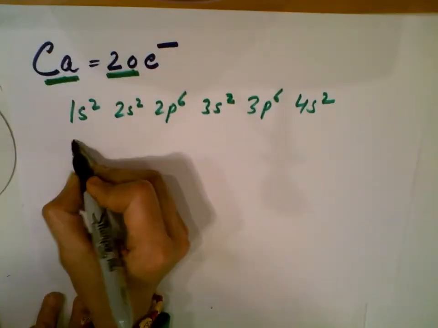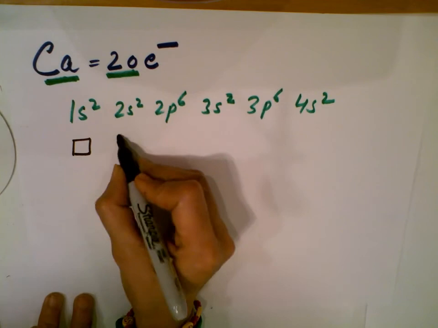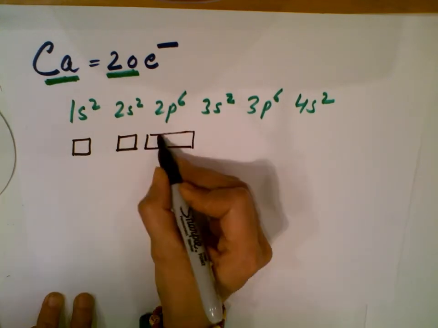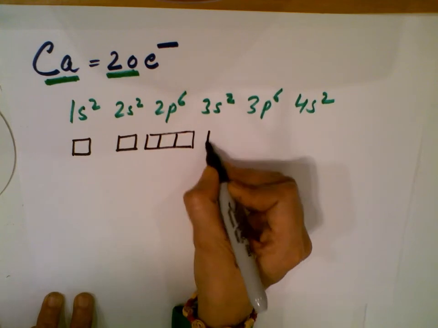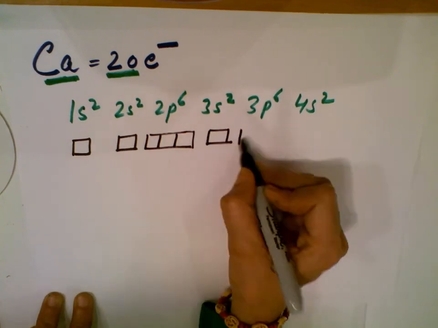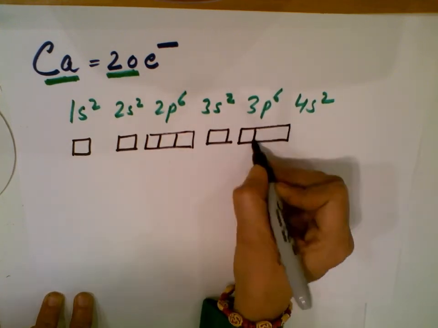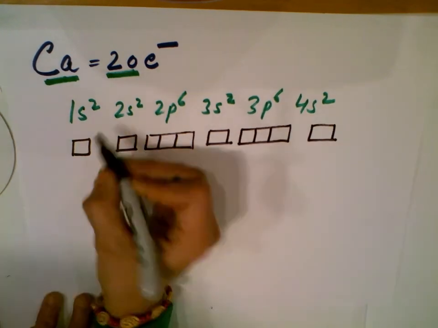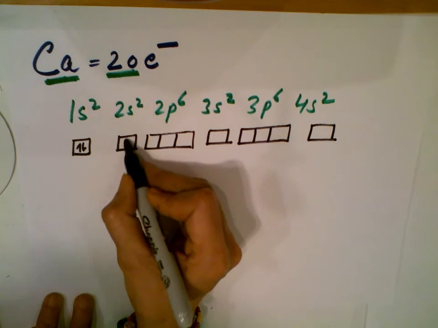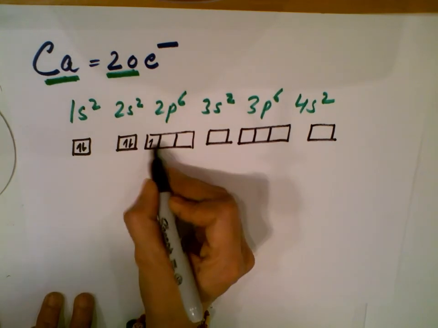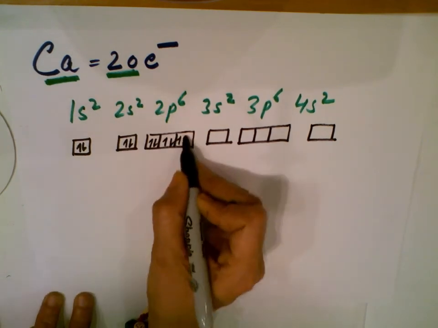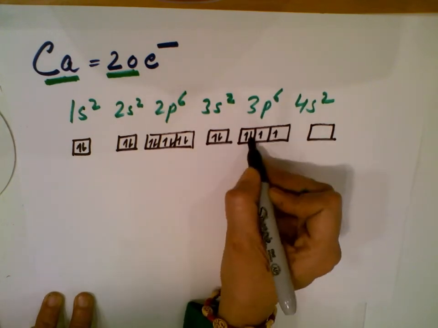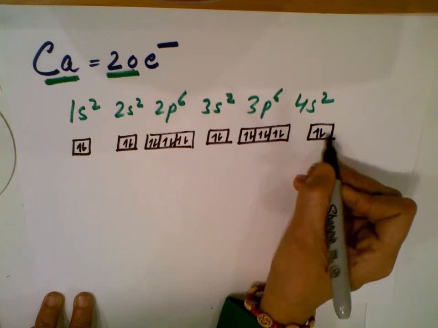S, one orbital, 2 electrons, 1 and 2. P, 3 orbitals, 6 electrons, 1, 2, 3, 4, 5, 6. And then S, one orbital, 2 electrons.